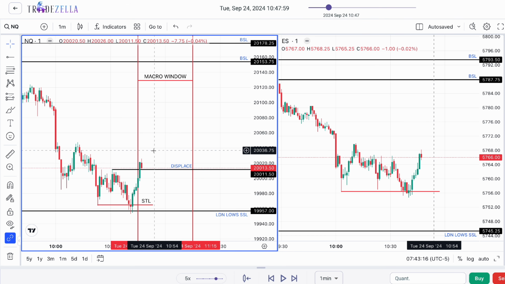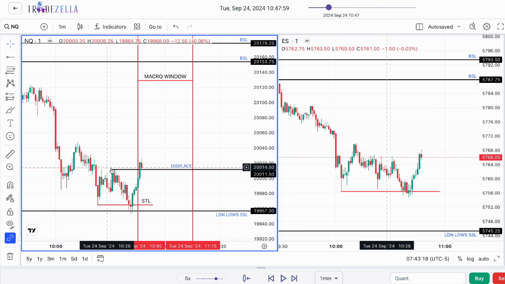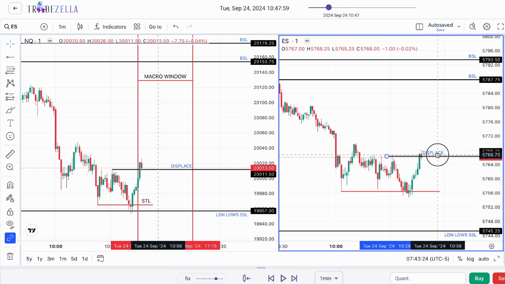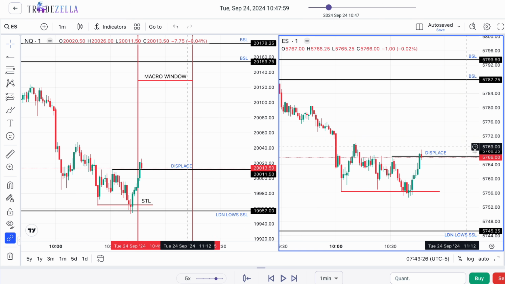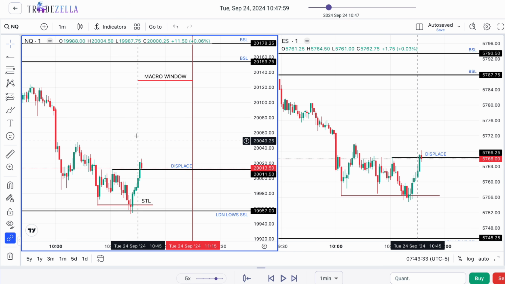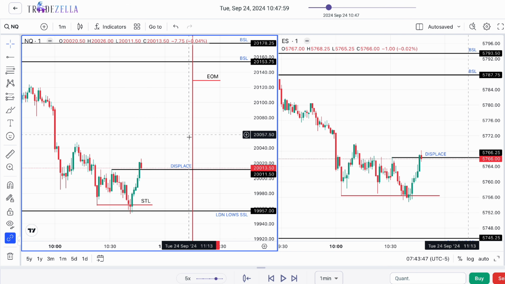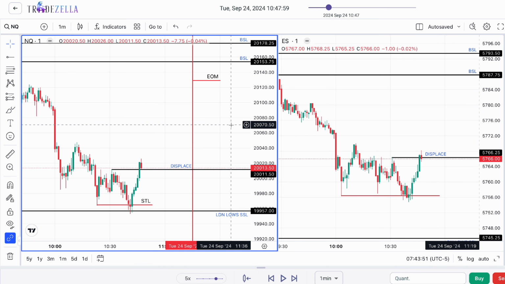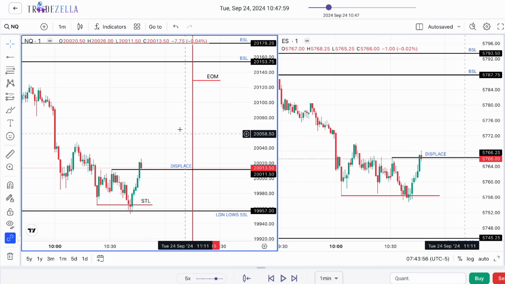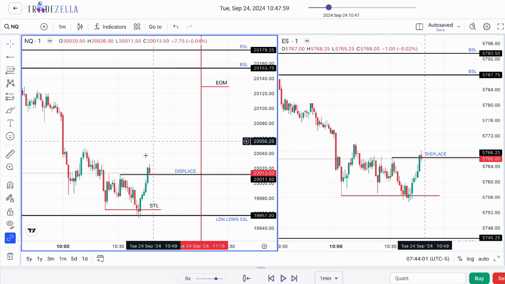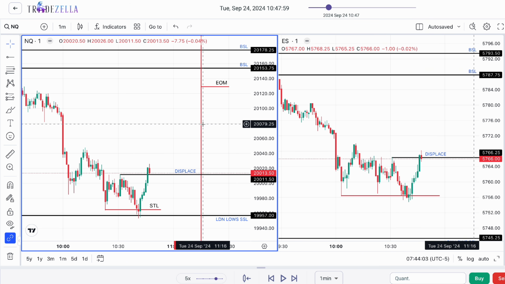Okay, perfect. So now we're inside of the macro and price has cleanly displaced higher on both NQ and ES. So, super clean example: London lows swept, clean displacement higher, and we've also got this first presented fair value gap. And I'll delete this off the chart to make it a little bit cleaner. So this is our end of macro. You don't take any trades outside. If the trade does go outside, it's not a problem, but you must be out of the trade by 12 p.m. for the 2 AM macro. For the first macro, you must be out of the trade by 11 a.m. So it shouldn't take longer than an hour, but your entry window is between 10:45 and 11:15.